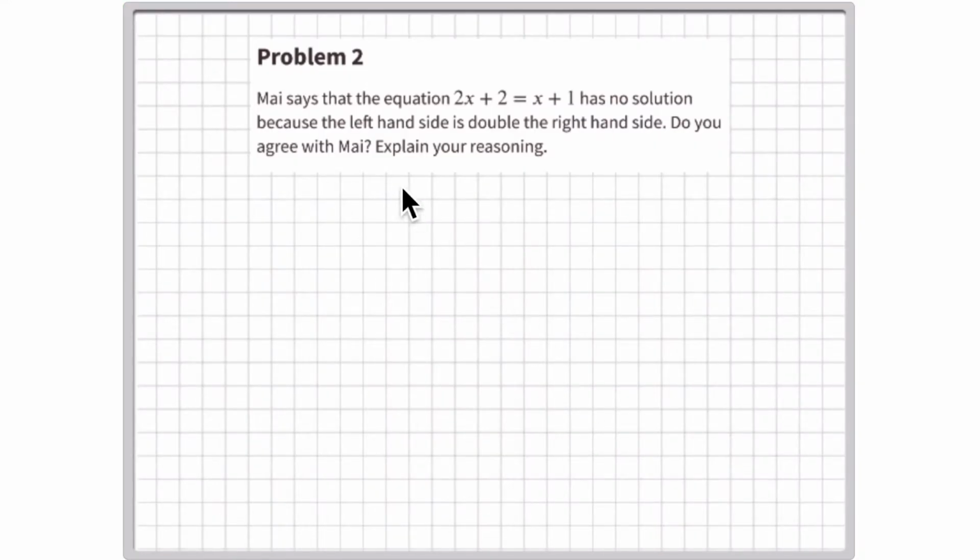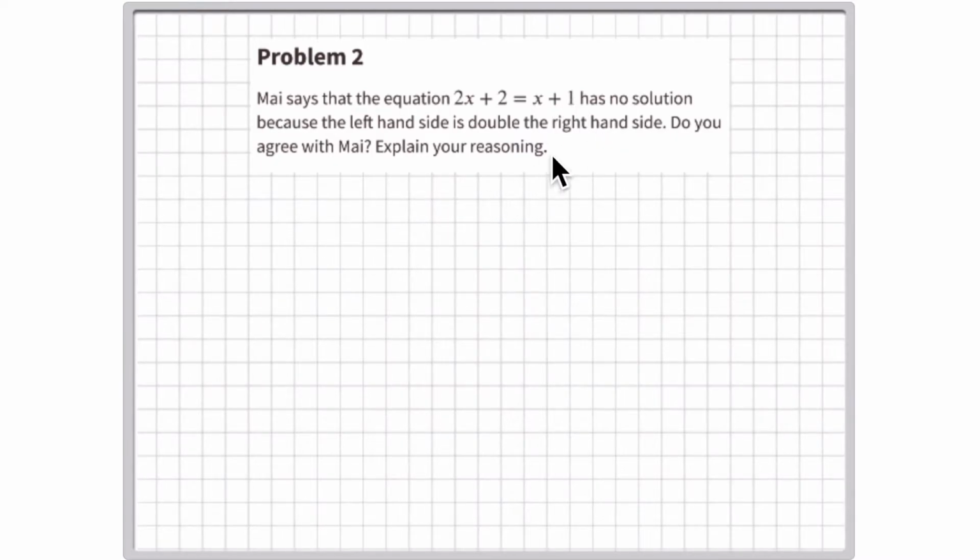Problem number 2 says that May says that the equation 2x plus 2 equals x plus 1 has no solutions. There's no value of x that will make this equation true because the left-hand side is double the right-hand side. So this side is double what this side is. Do you agree with May?